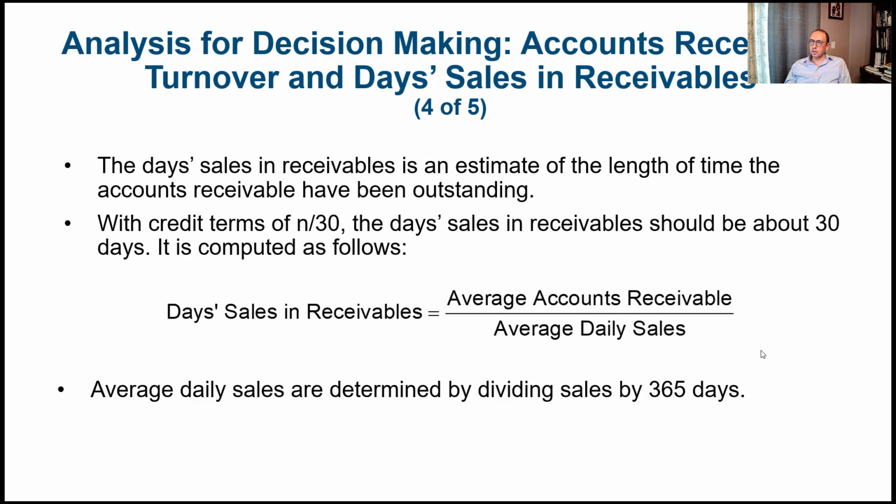So let's see how we can get this in number of days, which is how long it takes us to issue an account receivable and then convert it into cash. So the days sales in receivables is an estimate of the length of time the accounts receivable have been outstanding. With credit terms of N30, the days sales in receivables should be about 30 days. It's computed as follows. We have the average accounts receivable divided by average daily sales. So the average accounts receivable, again, is beginning plus ending divided by 2. Average daily sales is the sales divided by 365 days.